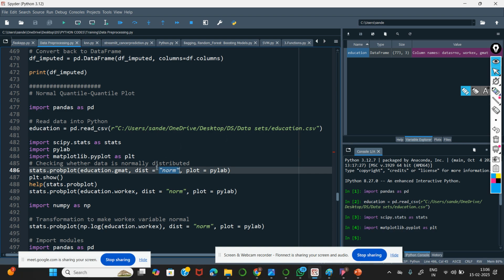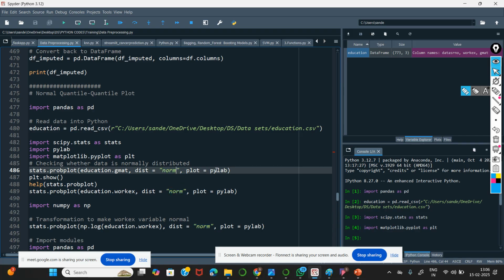This is nothing but a theoretical line which is going to be plotted. That is the reason why we have given norm. Can we give exponential? Yes. Can we give uniform? Yes. You can give anything of your choice. But we are interested to make our data normal. That is the reason why we should be plotting one normal distributed line, theoretical line.